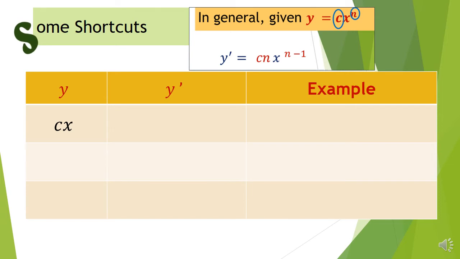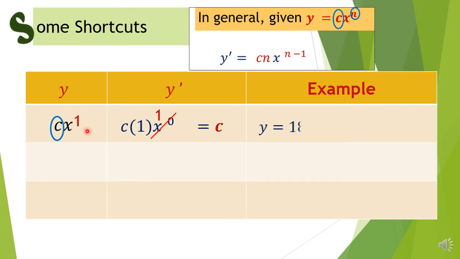So let's have some shortcuts. Let me share with you some shortcuts. Suppose we're given cx, constant times x. For the y prime, if we follow this formula, we multiply c by the exponent. In this case, the understood exponent is 1. So what we have is c times 1, and then subtract 1 from the exponent, so that will be 0. But we remember x to the 0 is just equal to 1. So what we have is c times 1 times 1, which is just equal to c. Meaning if we were to get the derivative of this term, all we have to do is pick up that constant coefficient.